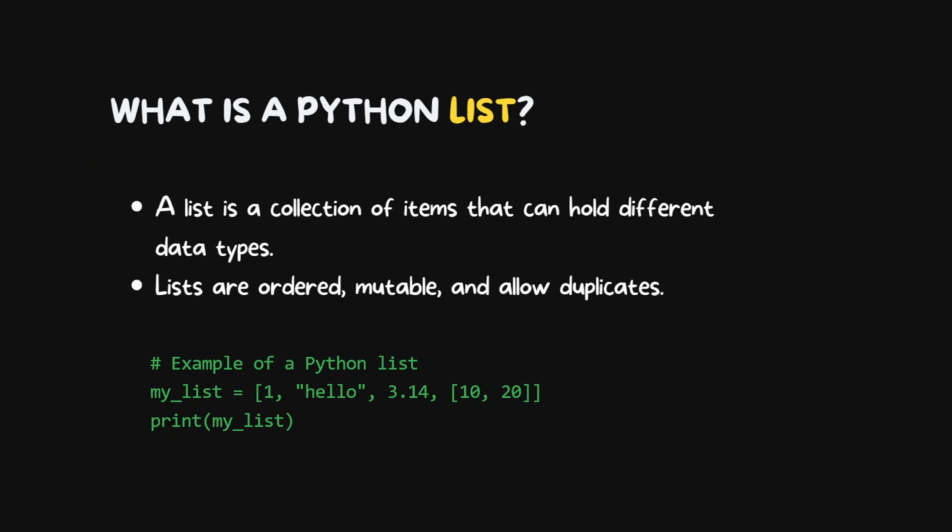So what exactly is a Python list? Imagine a container that can hold a sequence of items. These items can be numbers, strings, booleans, or even other lists. A list is ordered, meaning the elements are stored in a specific sequence. It's also mutable, which means you can modify it after creation. So here's an example. This list contains a mix of integers, strings, floating point numbers, and a nested list. Python lists are incredibly flexible, which is why they are used so widely in programming.